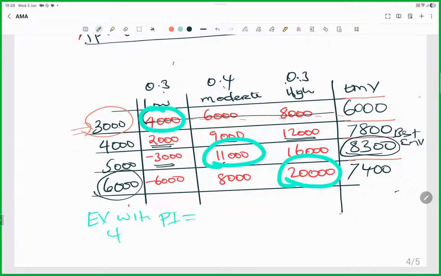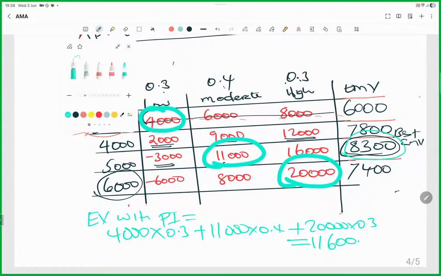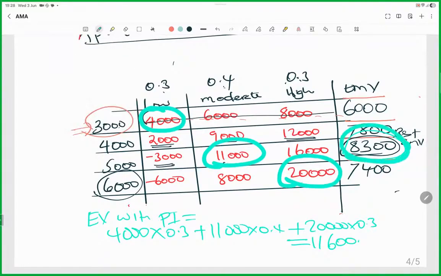The first one is 4,000 times 0.3 plus 11,000 times 0.4 plus 20,000 times what here, somebody? 0.3, which will end up giving me what figure? 11,600. Yeah. And do you remember the best EMV? This is the best EMV here, at 8,300.